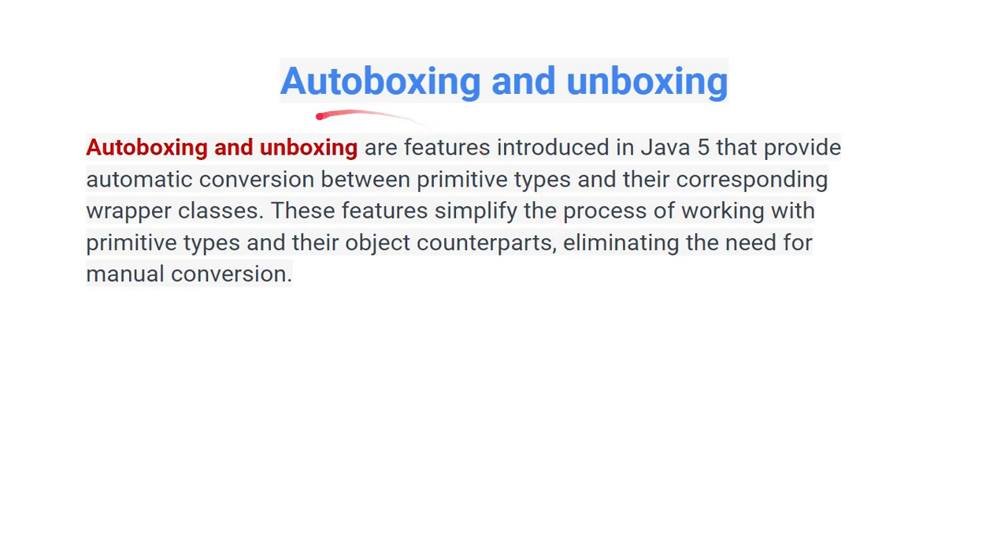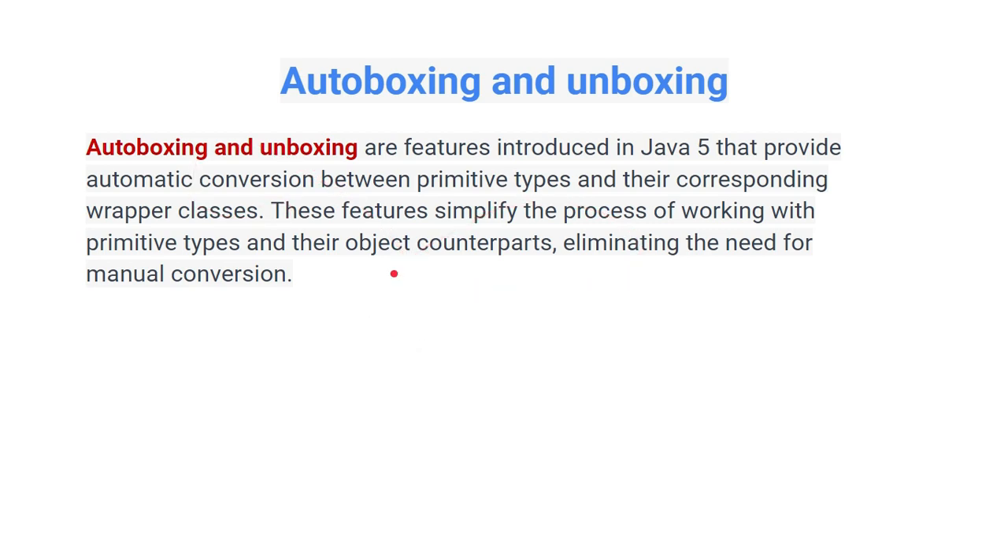What is autoboxing and unboxing? Autoboxing means converting an int value to an object, and unboxing means converting wrapper classes into the primitive type. That is called autoboxing and unboxing. So it was also added in Java 5, which provides automatic conversion between the primitive types and the corresponding wrapper classes. Okay, guys, we have already discussed this in depth, so we don't want to discuss it again. So we understood what autoboxing and unboxing are.